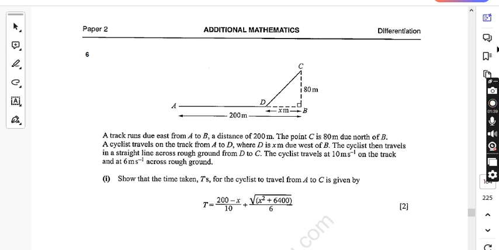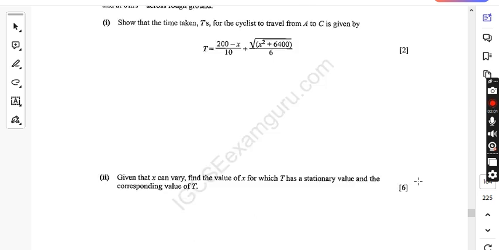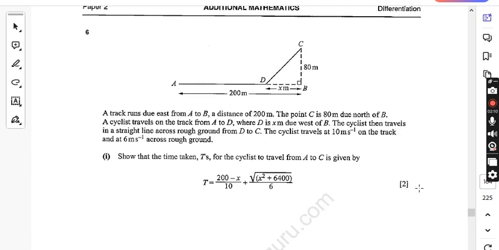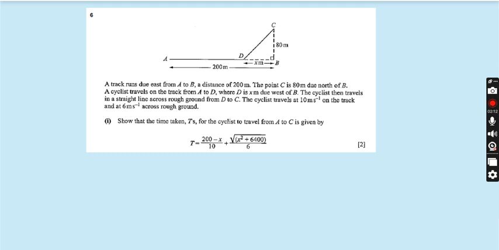Show that the time taken t seconds for the cyclist to travel from A to C is given by t equals (200 minus x) upon 10 plus square root of (x square plus 6400) whole upon 6. This is part number 1. I will read part number 2 very shortly. This question came in October-November 2012, paper 2-3. So let's start.